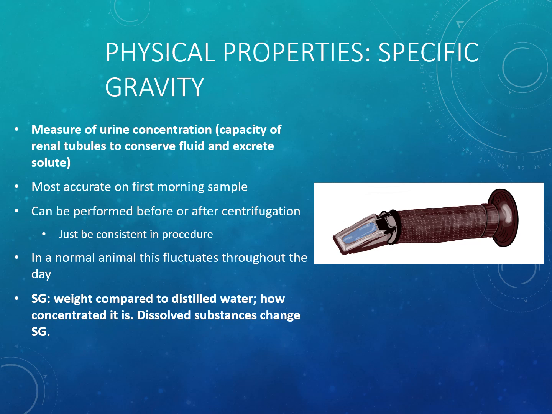Specific gravity is something that can tell us a lot about the kidney, so we want to make sure that it's accurate. The reagent strips also have a little square that reads specific gravity. However, it is not considered very accurate in comparison to the reading that we get from the refractometer.